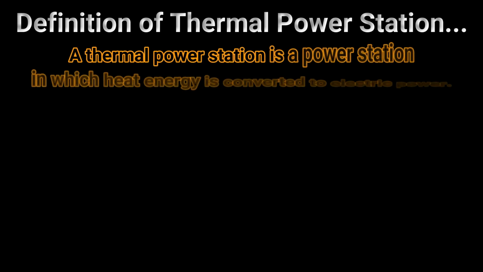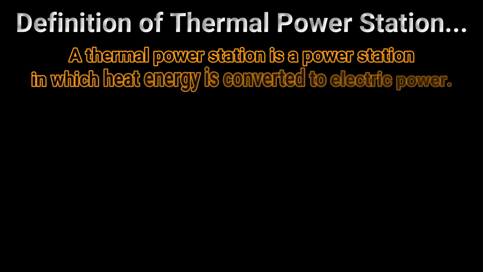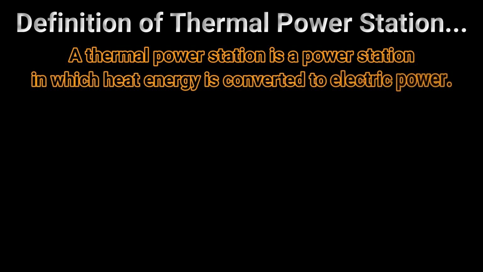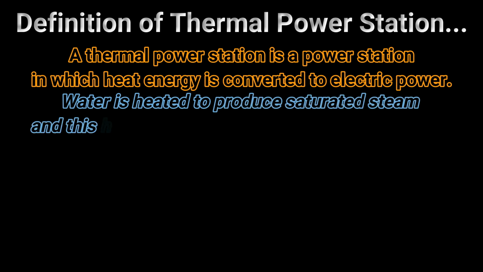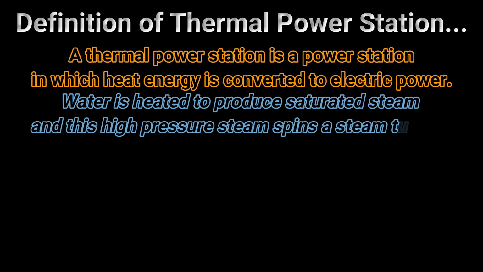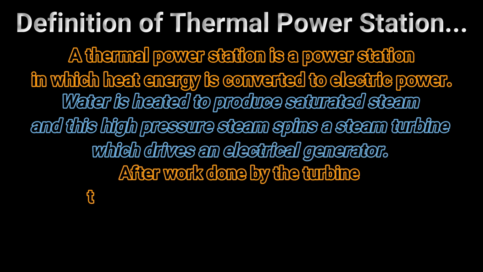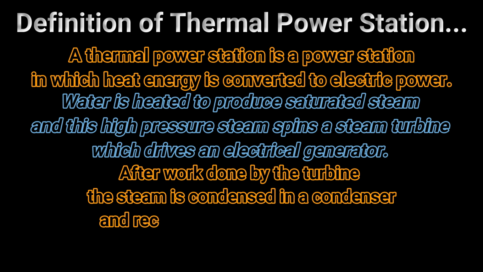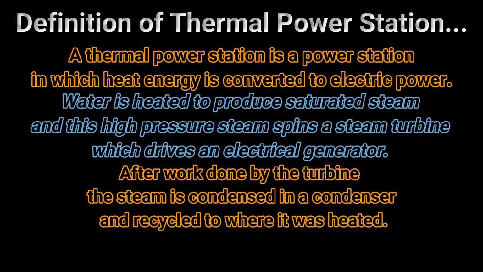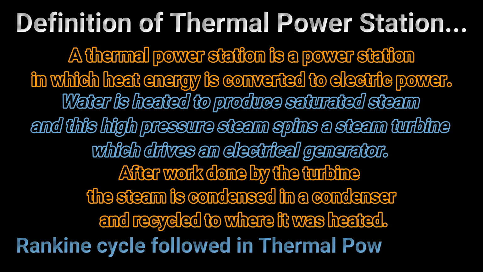Definition of thermal power station. A thermal power station is a power station in which heat energy is converted to electric power. Water is heated to produce saturated steam, and this high pressure steam spins a steam turbine which drives an electrical generator. After work done by the turbine, the steam is condensed in a condenser and recycled to where it was heated. Rankine cycle is followed in a thermal power station.